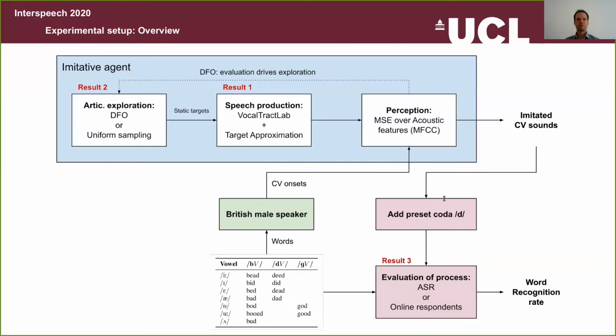The results we will present later are also shown in this diagram on the component of interest. We will discuss the setup of the first experiment in more detail next. The second compares the sampling methods, and the final experiment compared the word recognition rates between the ASR system and human listeners.